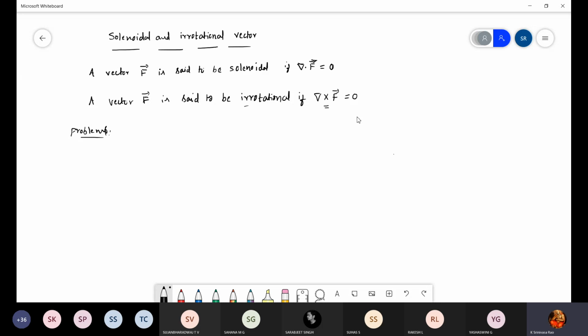Yes, take down. If vector V equals 3xy square z square i cap plus y cube z square j cap minus 2y square z cube k cap. Prove that V is solenoidal.